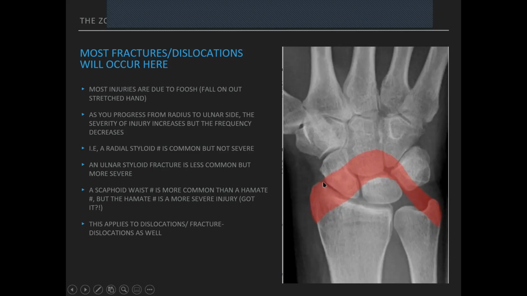So a radial styloid fracture is very common, but is not very severe. A mid-capitate body fracture is also relatively common but not as severe. And if you had to compare a scaphoid to a triquetral, for example, the triquetral would be less common and more severe, but the capitate would be more common than the triquetral and also less severe. So that's how you look at it.